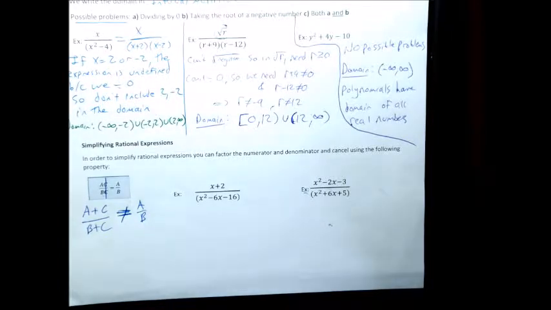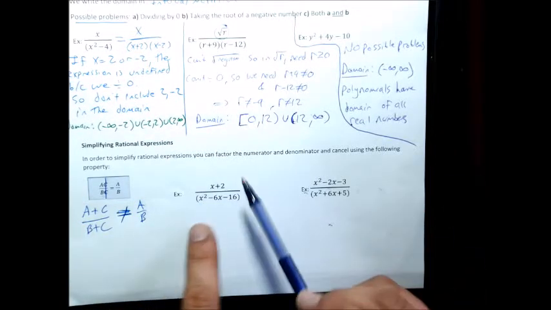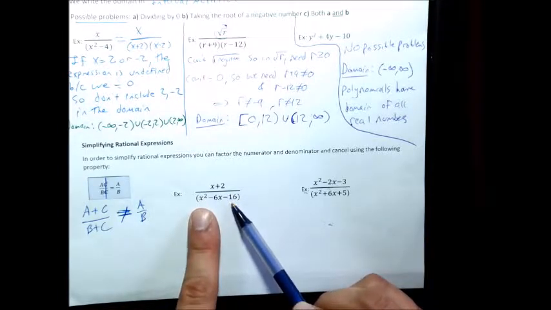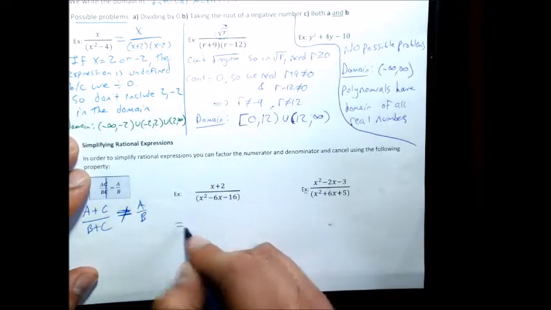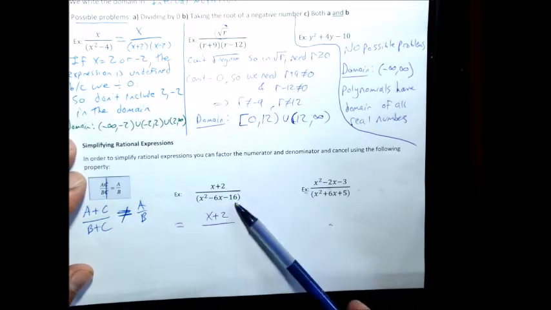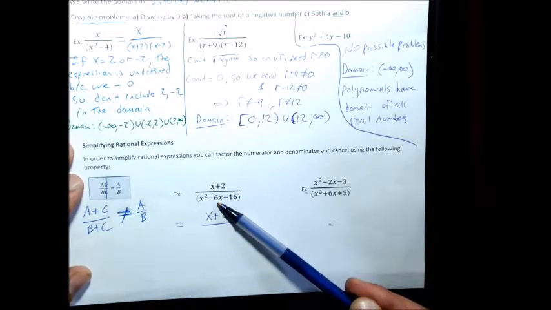And so the way we usually see these problems is we have some factors, and the factors end up canceling. So on this first one, let's take a second and think about how we could factor the denominator here. The numerator can't be factored. But the denominator, what are factors of negative 16 that add up to negative 6?